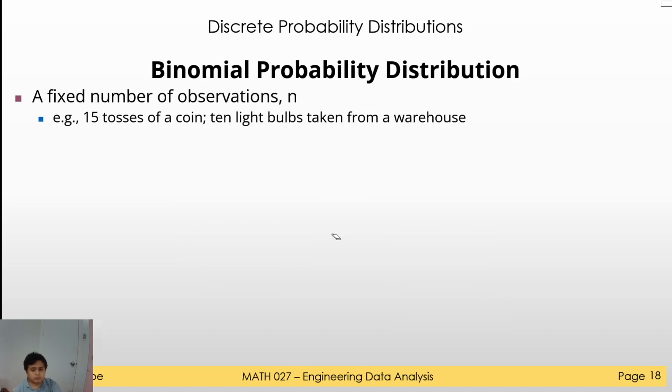So first, for the binomial distribution, let's say we have a fixed number of observations n, and let's say that case is just tossing a coin 50 times, okay? Or another scenario might be 10 light bulbs taken from a warehouse. Wait, I think this is not included, no? Sorry, so we only have 15 tosses of coin.